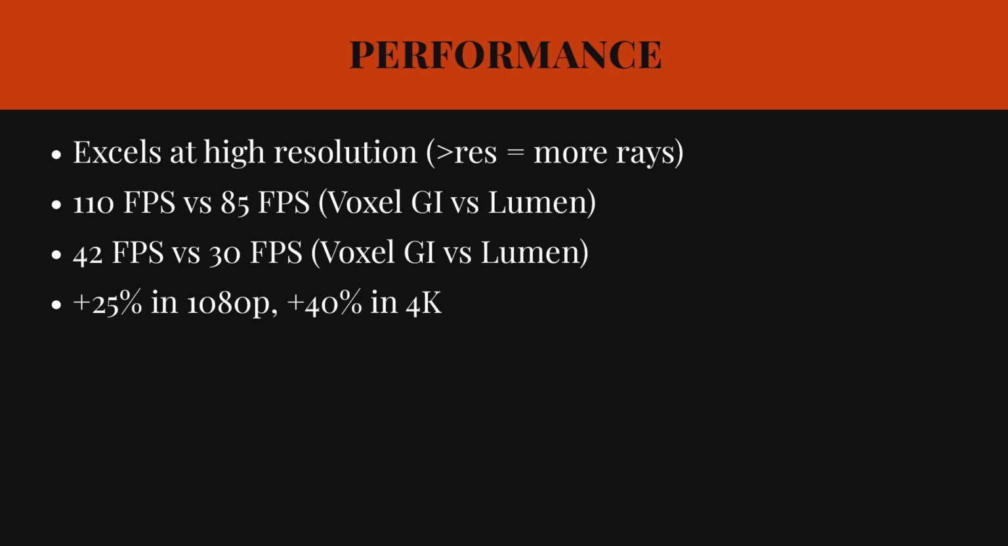Voxel GI excels specifically at high resolution, and that's worth explaining because it's counterintuitive. You'd expect any GI system to get more expensive as resolution climbs, and in absolute terms, it does. But relative to Lumen, the gap widens in Voxel GI's favor as resolution increases. Here's why. Higher output resolution means more rays and samples are needed to maintain equivalent visual quality.